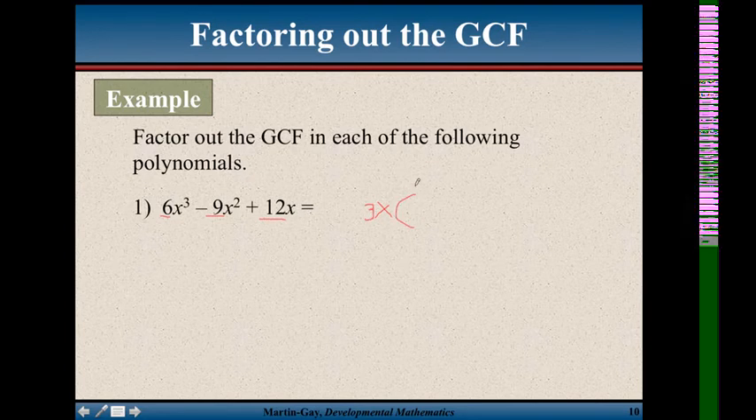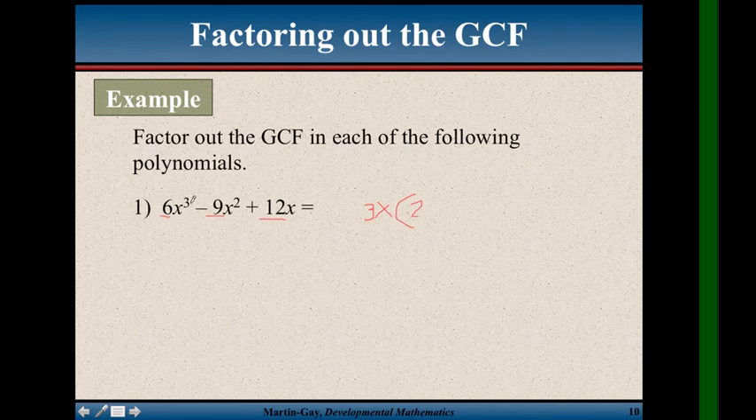Now, we need to put an open parenthesis here. 6 divided by 3 is 2. And then x cubed divided by x. Since this is division, we will just subtract the exponents, because we have 1 as our exponent here. So 3 minus 1 is 2. So we have x squared. I believe you already know how to divide monomials, right? When you divide monomials, you just subtract the exponents.